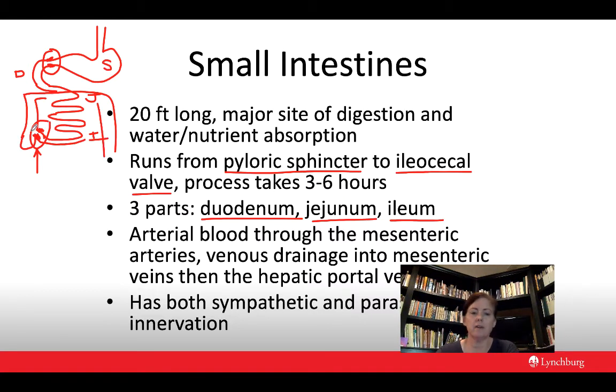So small intestines does have both sympathetic and parasympathetic innervation. So we know that at rest, because rest and digest, our digestive processes are going to be stimulated. So in that case, our parasympathetic input would be increased and sympathetic input would be decreased. If our sympathetic branch of the autonomic nervous system was the predominant force at that point in time, then we know that digestive processes in the small intestines would be minimized and inhibited because of that.